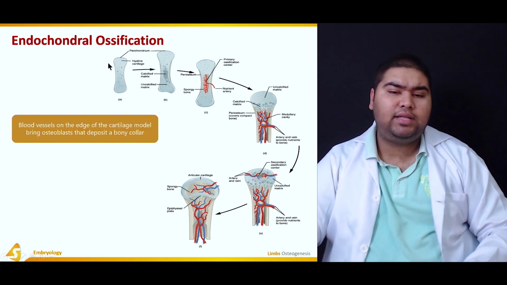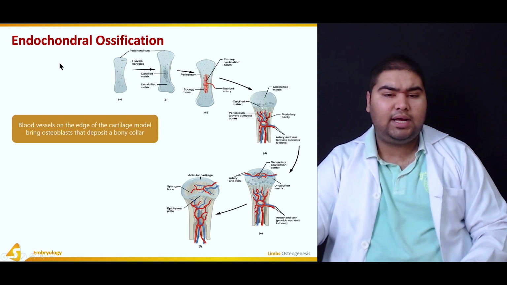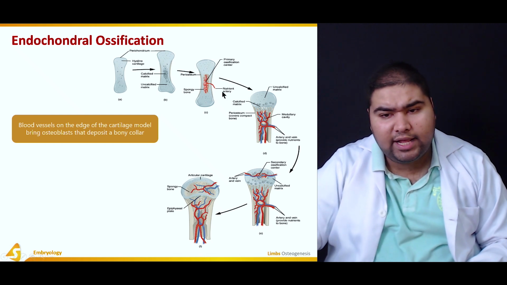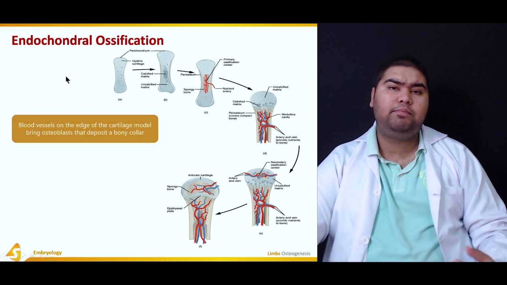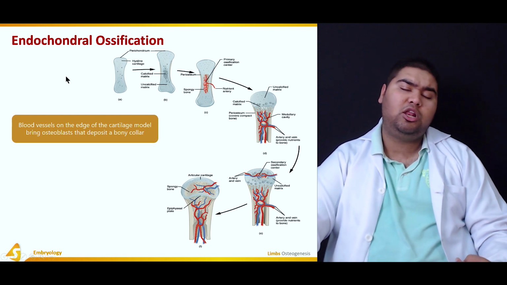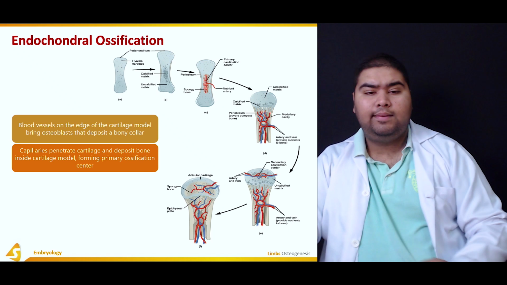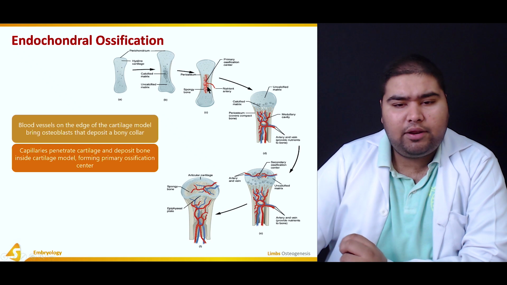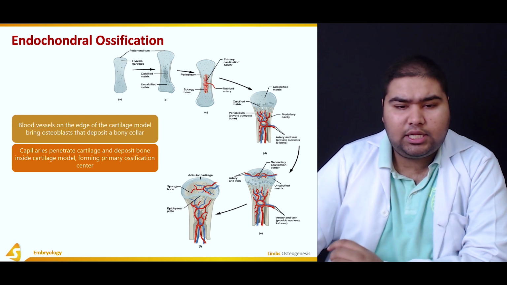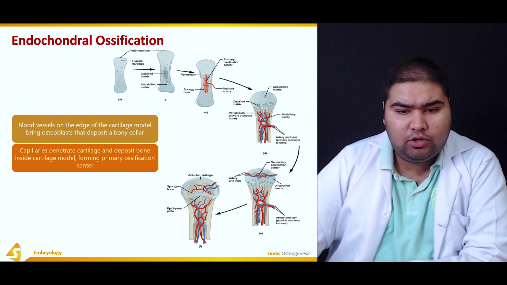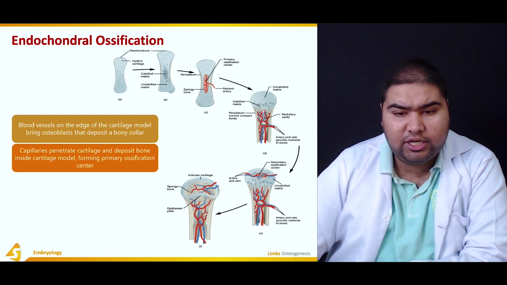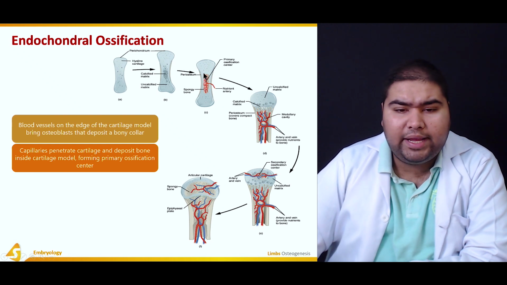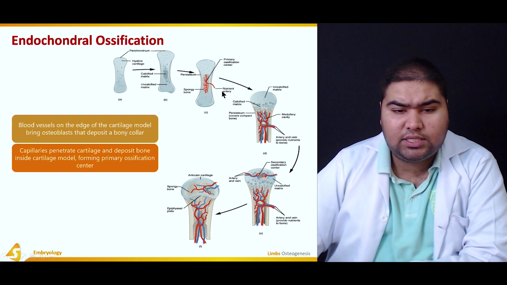Now, blood vessels on the edge of the cartilage model bring osteoblasts that deposit a bony collar. So a bony collar has been formed. A bony collar is formed by the blood vessels which bring osteoblasts along with them. So capillaries now penetrate the cartilage and deposit bone inside the cartilaginous model, forming the primary center of ossification. So this is the primary center of ossification, which is formed by the penetrating capillaries.